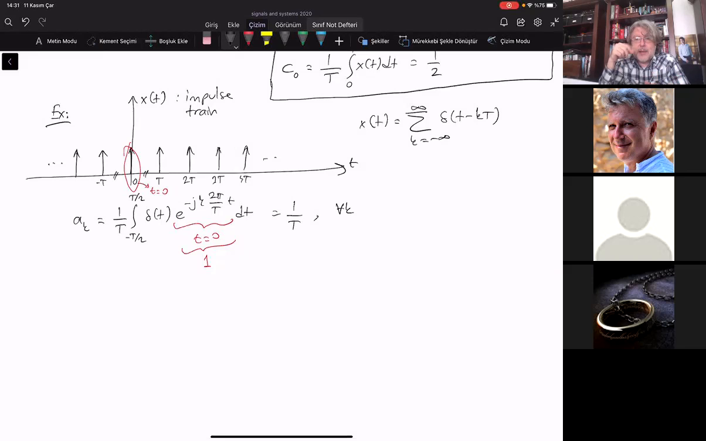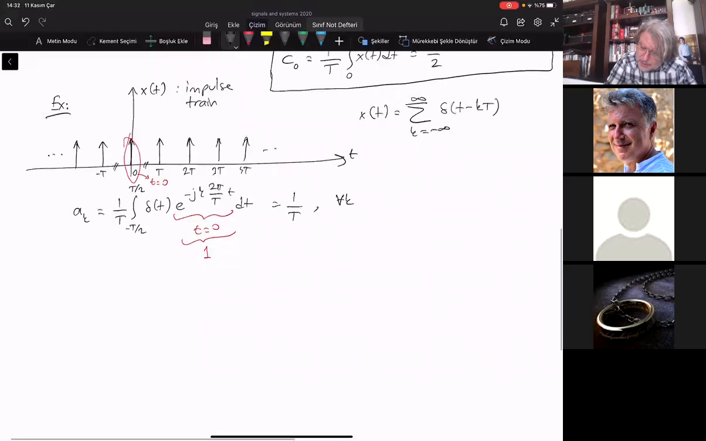If the signal is an impulse, it contains all the frequencies, every frequency, like a white noise kind of thing. But this is not random, of course. This is a deterministic, very high frequency signal. It shows a very abrupt change. So the frequency content of this signal is practically infinity. So the Fourier series coefficients are all 1 over capital T.